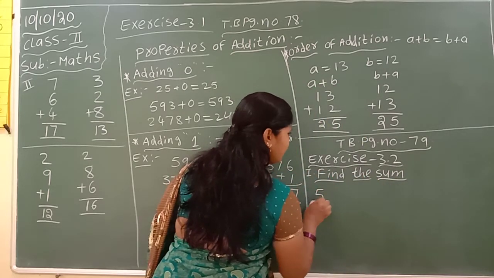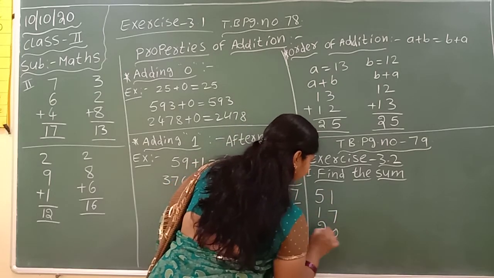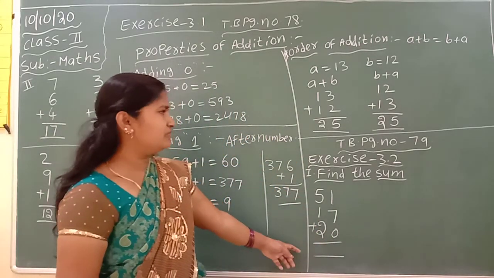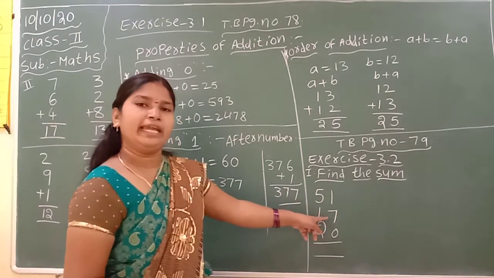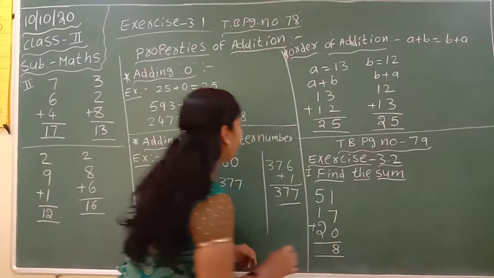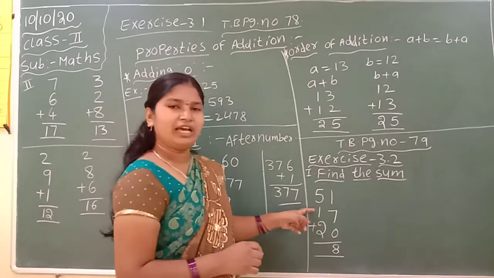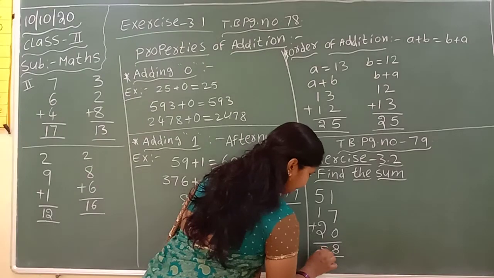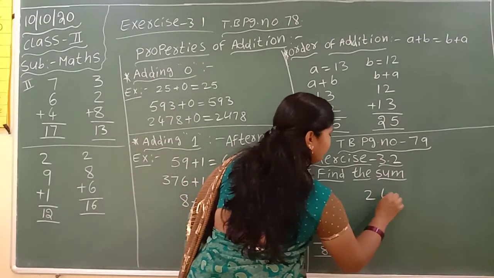In this first question, 51, 17, 20. Here they have given 2-digit numbers in 3 rows. First we have to add the 1's place. 1 plus 7 is 8. 8 plus 0 is 8 only. Why? Because if we add 0 to any number, we will get the number itself. 5 plus 1 is 6. 6 plus 1 is 7... Like this.